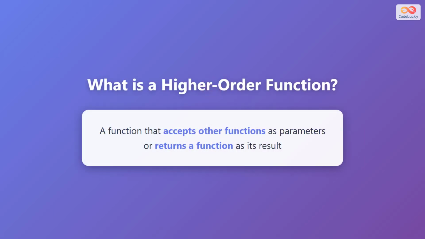So what exactly is a higher-order function? A higher-order function is simply a function that can accept other functions as parameters or return a function as its result. Think of it like this. Just as you can pass integers, strings, or objects to a function, you can also pass entire functions. This makes your code more flexible and reusable.